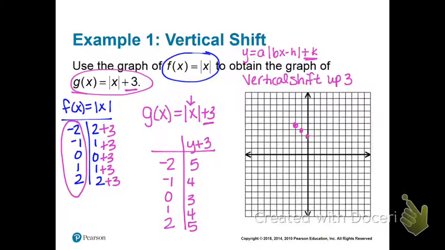Whoops, got it wrong there. And so here's our new graph. We knew that the absolute value of x was going to be V-shaped, and it didn't tell us to graph the original one, but if we did, here are our points, and so we could see that it is literally that graph just shifted up 3, like we said.